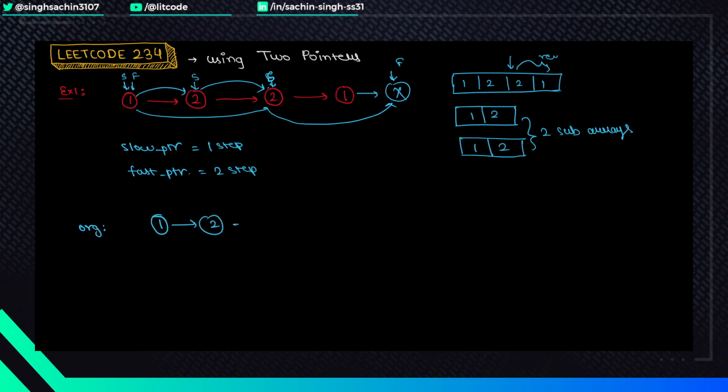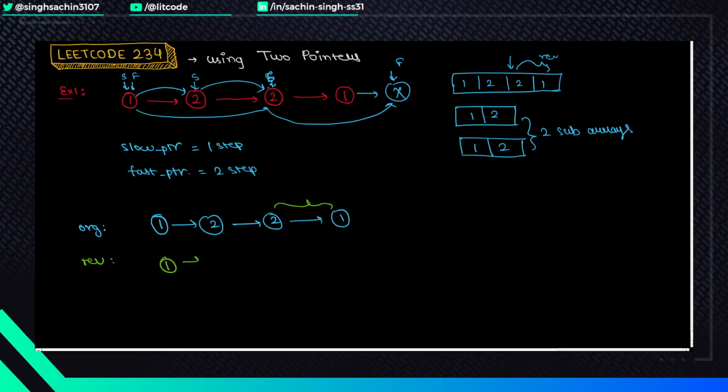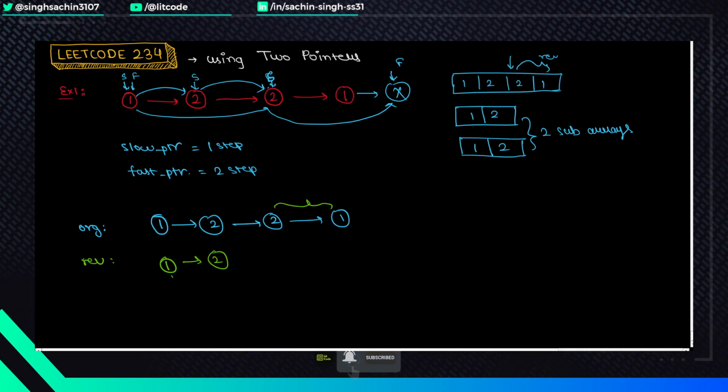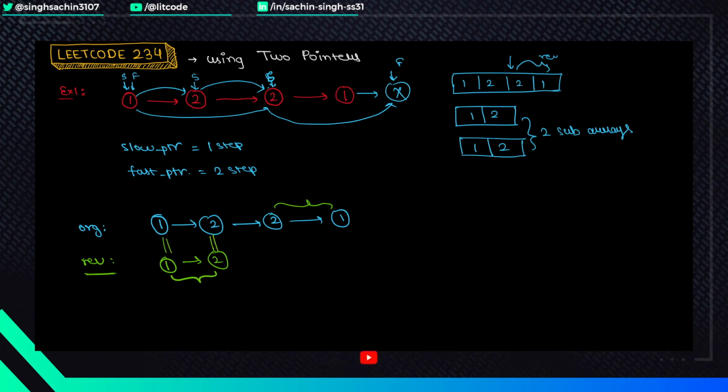Okay, so we have 1 2 2 1. But what we'll do, we'll create a new list as well, reverse, let's say, and that will be just of this part, in the reversed order. So we'll get 1 and 2. Now we will simply run a loop, or traverse the linked list like we do for this linked list. And if all the nodes are the same, then we can say okay, it is a palindrome. If not, we will say no, it's not a palindrome.